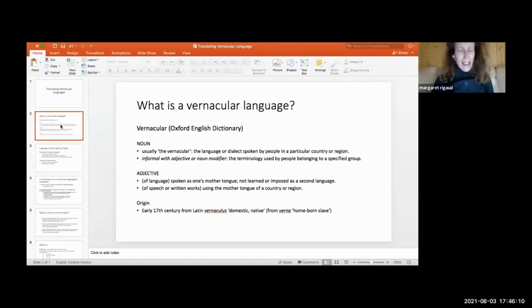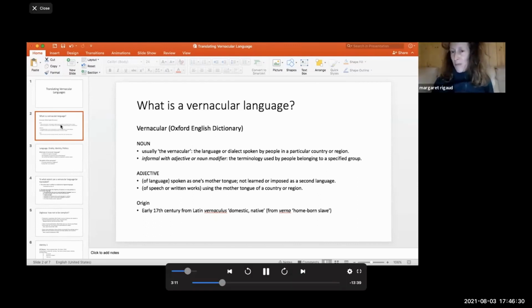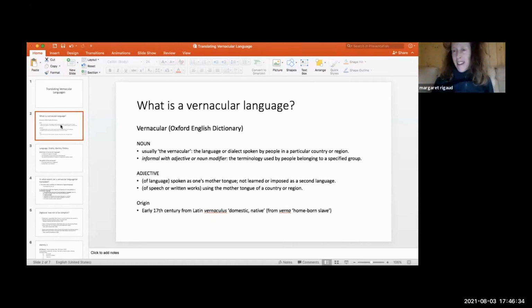same thing. And then finally, I also noted the origin of the word because I thought it was interesting that this word comes from the Latin vernaculus, domestic, native. So again, something that is rooted in a place, but also something that is intimate. And then I was also interested in seeing that it came from verna, home-born slave. So again, that kind of political implication of vernacular is there already in the etymology of the word.